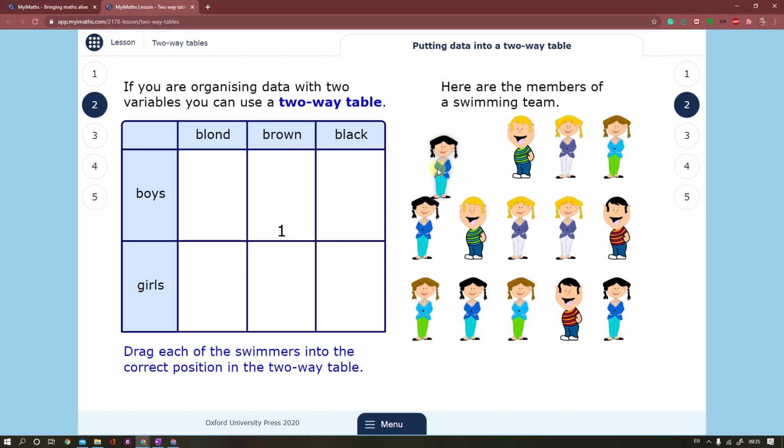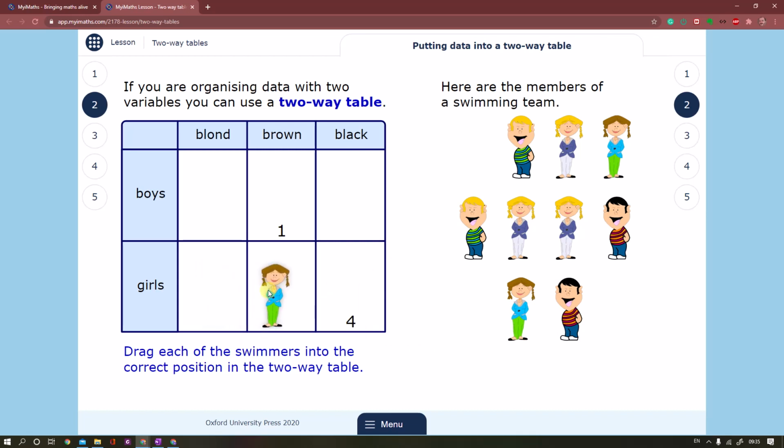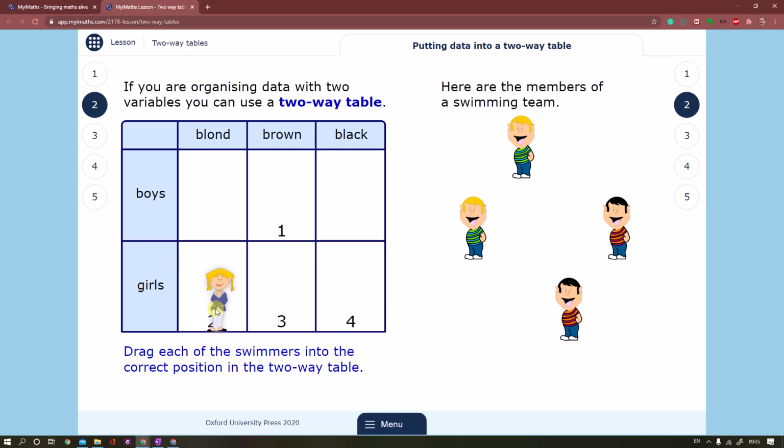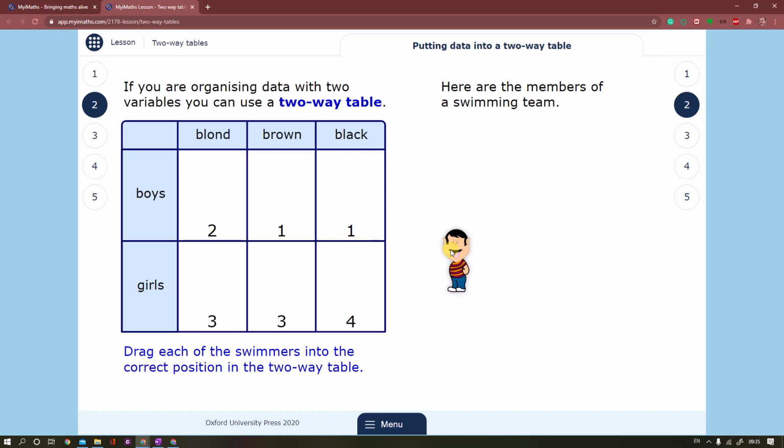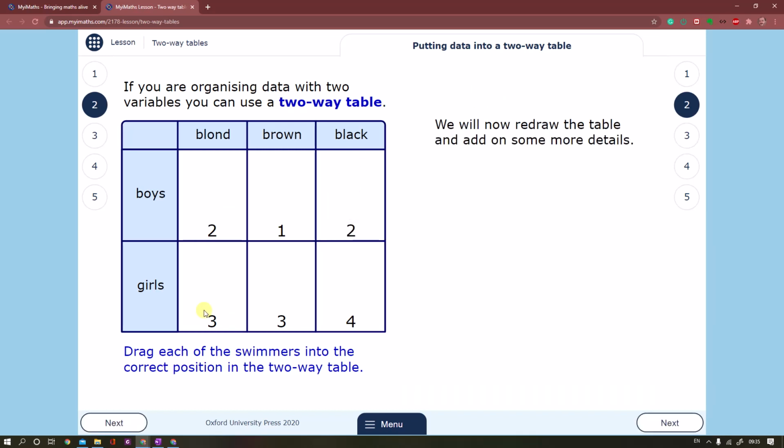So we've got a girl who is black-haired, so girl, black-haired, she goes there. So we've got 1, 2, 3, 4 of them. Brown-haired girl, we've got 1 in the brown, so she's girl and brown. 2, 3, and we've got 3 blonde girls. So there's 1, 2, 3. We've got 2 blonde boys, so we put them both into there, and 2 black-haired boys. Now this is a two-way table.